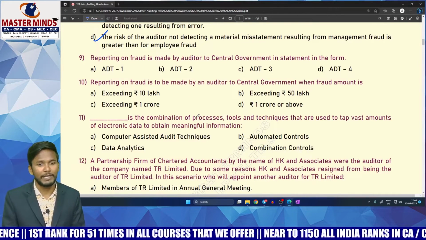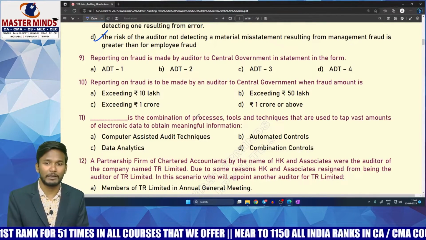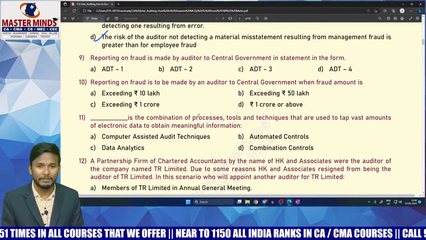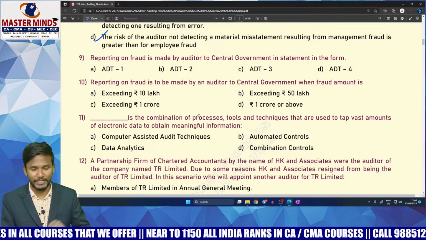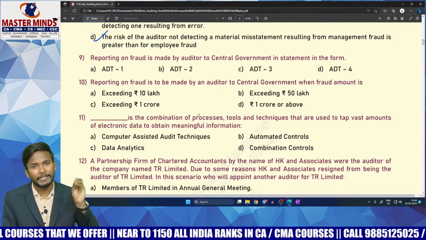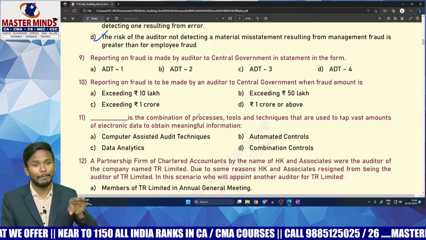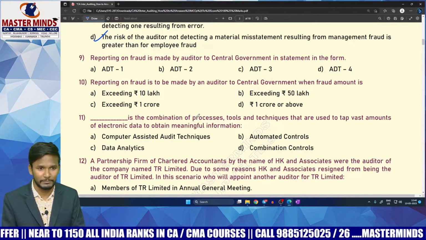Reporting on fraud is made by auditor to central government in a statement in the form. Very simple. Sir, we have discussed in class about 4 forms: ADT 1, 2, 3, 4. ADT 1 talks about a form to be filed by the company to the ROC telling about appointment of auditor within 15 days of his appointment.